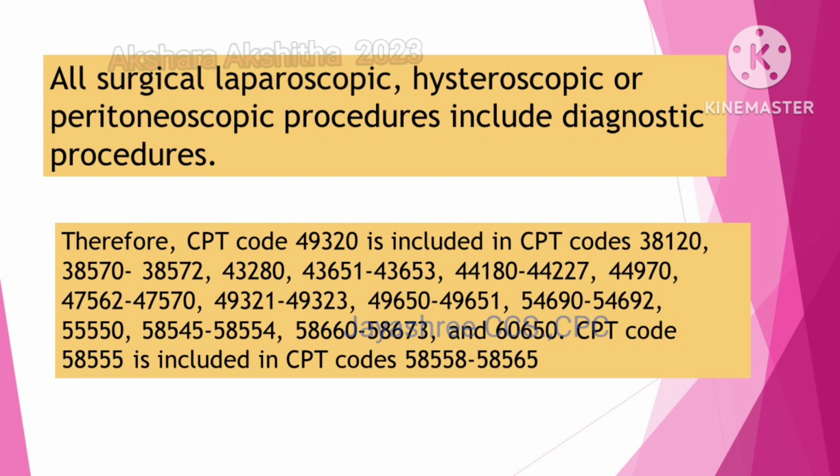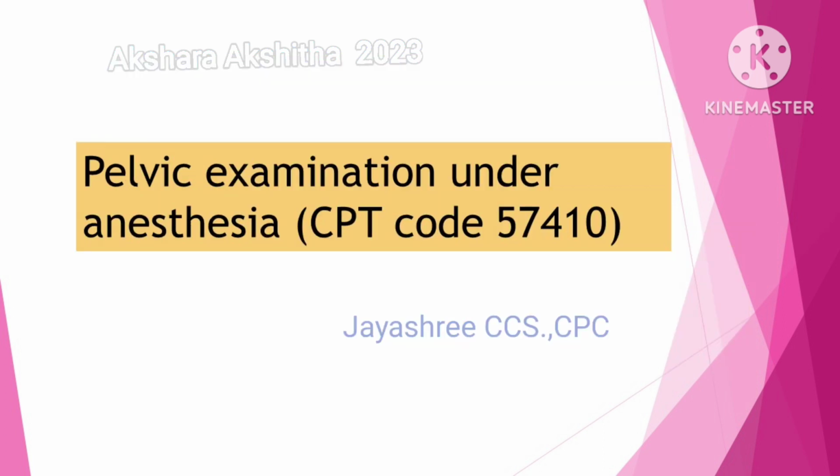Okay, next, 58555. This is also a hysteroscopy procedure that is included in the therapeutic hysteroscopy procedure. Therapeutic hysteroscopy procedure CPT codes range from 58558 to 58565.